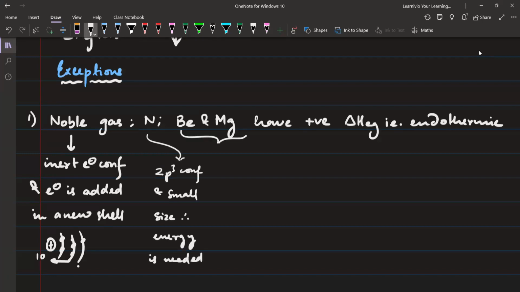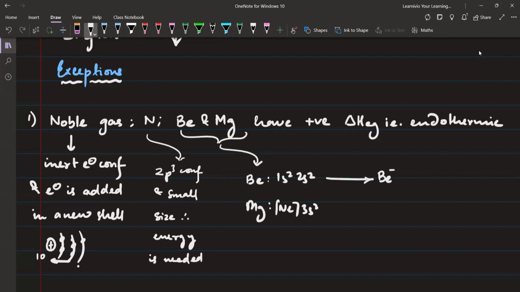What about beryllium and magnesium? Now, see, what happens in beryllium and magnesium? The configuration of beryllium is going to be 1s2 and 2s2. Magnesium has neon 3s2. If you add an electron to these two, then the configuration of Be negative will be 1s2, 2s2, 2p1, and Mg negative will be neon 3s2, 3p1.